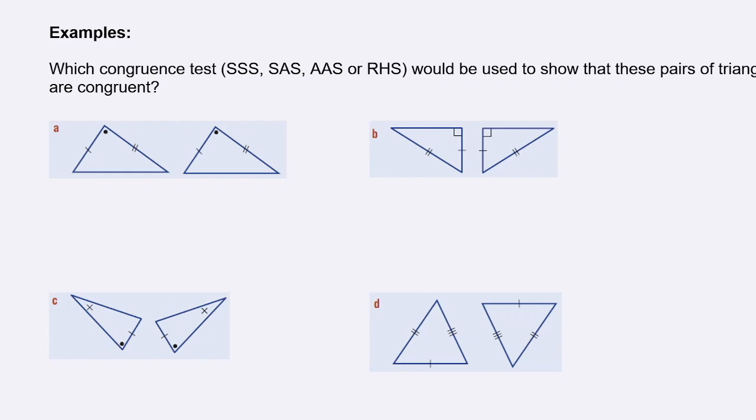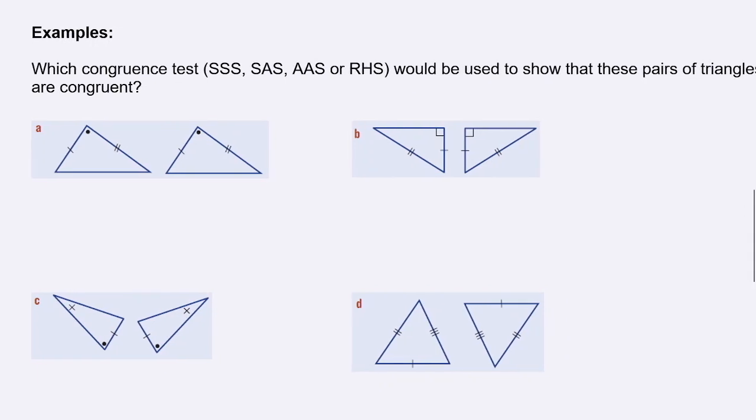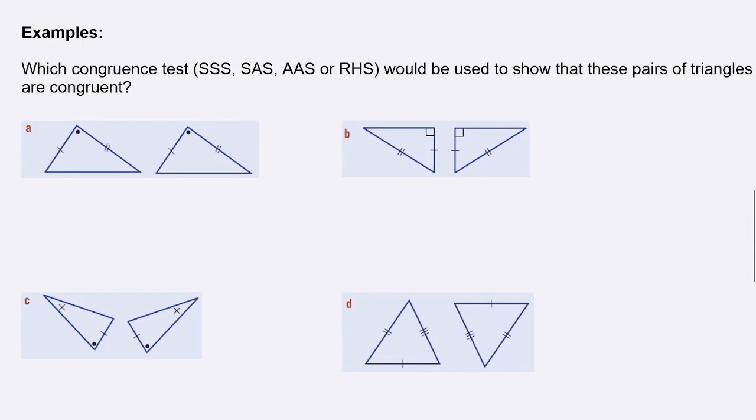So, which congruency test are we going to use to show that these triangles are congruent? Each pair of triangles is congruent, and we want to be able to identify the test that is being used. Okay, so if you have a look at our first one, we have the angle there. We have this side over here and that side there. They're matching.